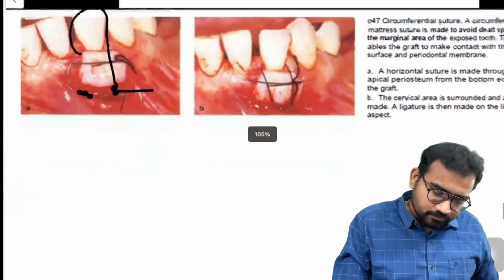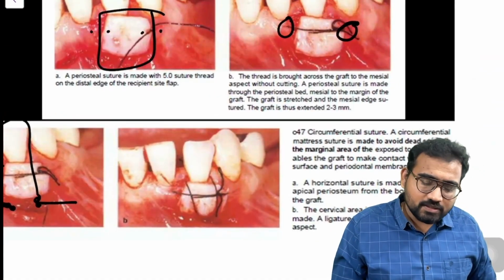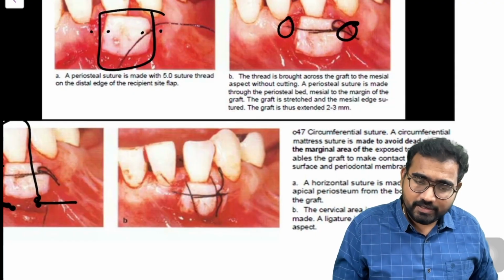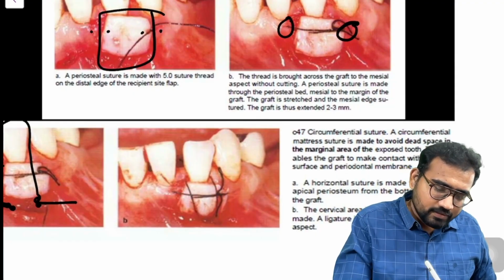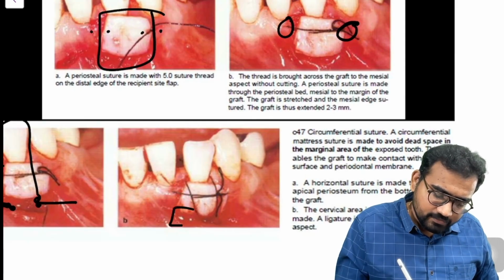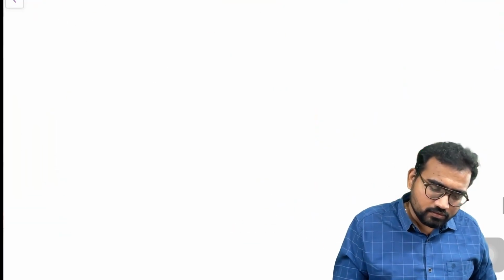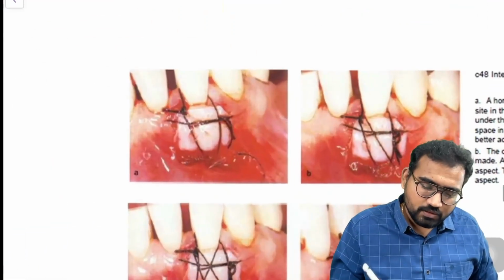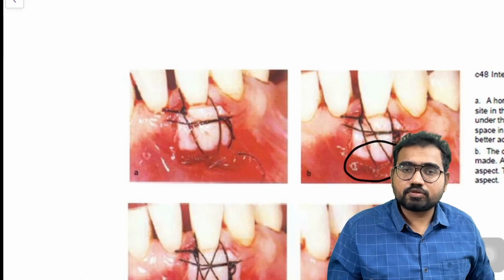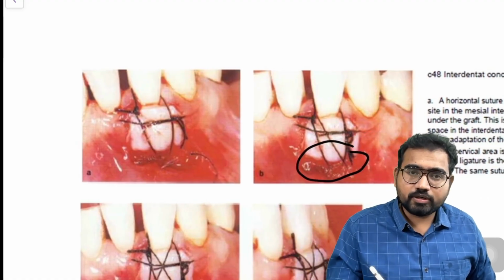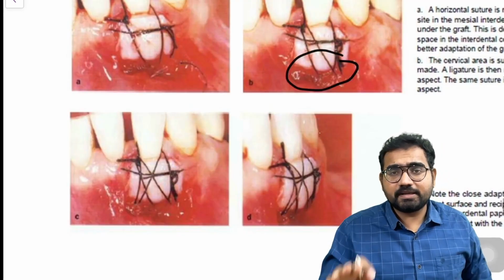Okay, so this is the second suture. The third suture, again this sling, I'll put in this area. This sling I'll put again in this area, so it will look something like this. So two slings, right? Both are encircling the tooth, and this is the basic.